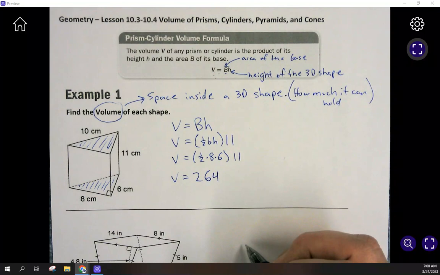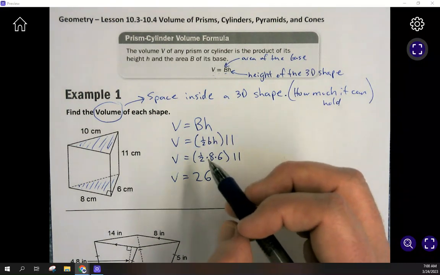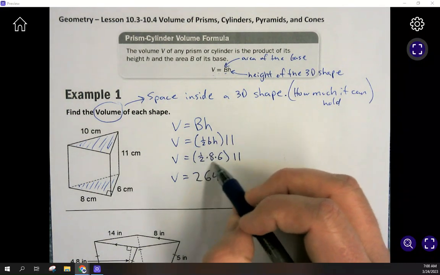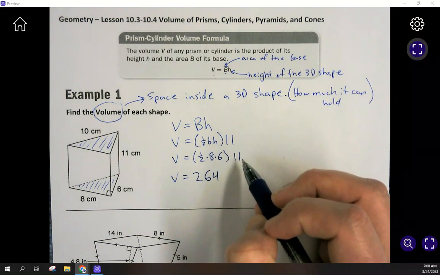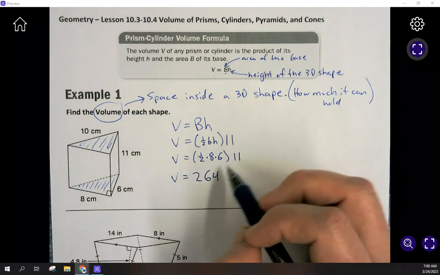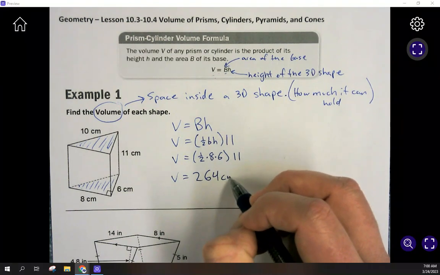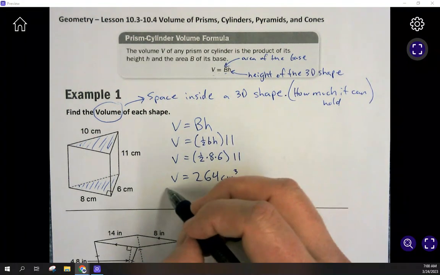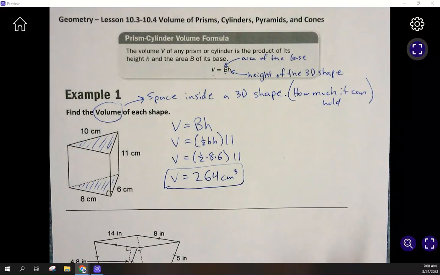And now for our units, we don't stress them a lot, but it is good to make note of what they should look like. We know for area, it's always squared. And so just in this little section here, we would have centimeters squared. And then we're multiplying by another centimeter. The 11 represents centimeters. So it's actually centimeters times centimeters times centimeters. And so this is centimeters to the third power, which is pronounced cubic centimeters.